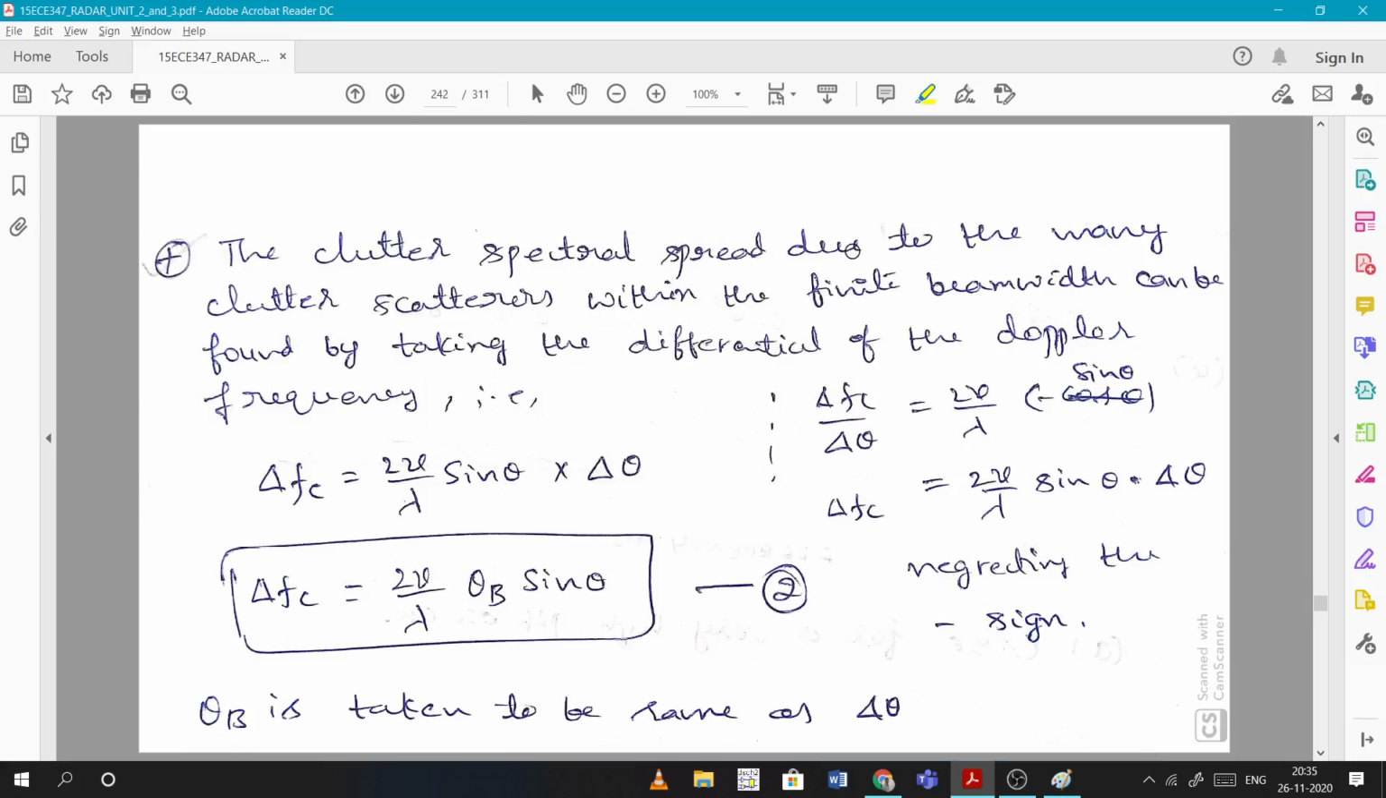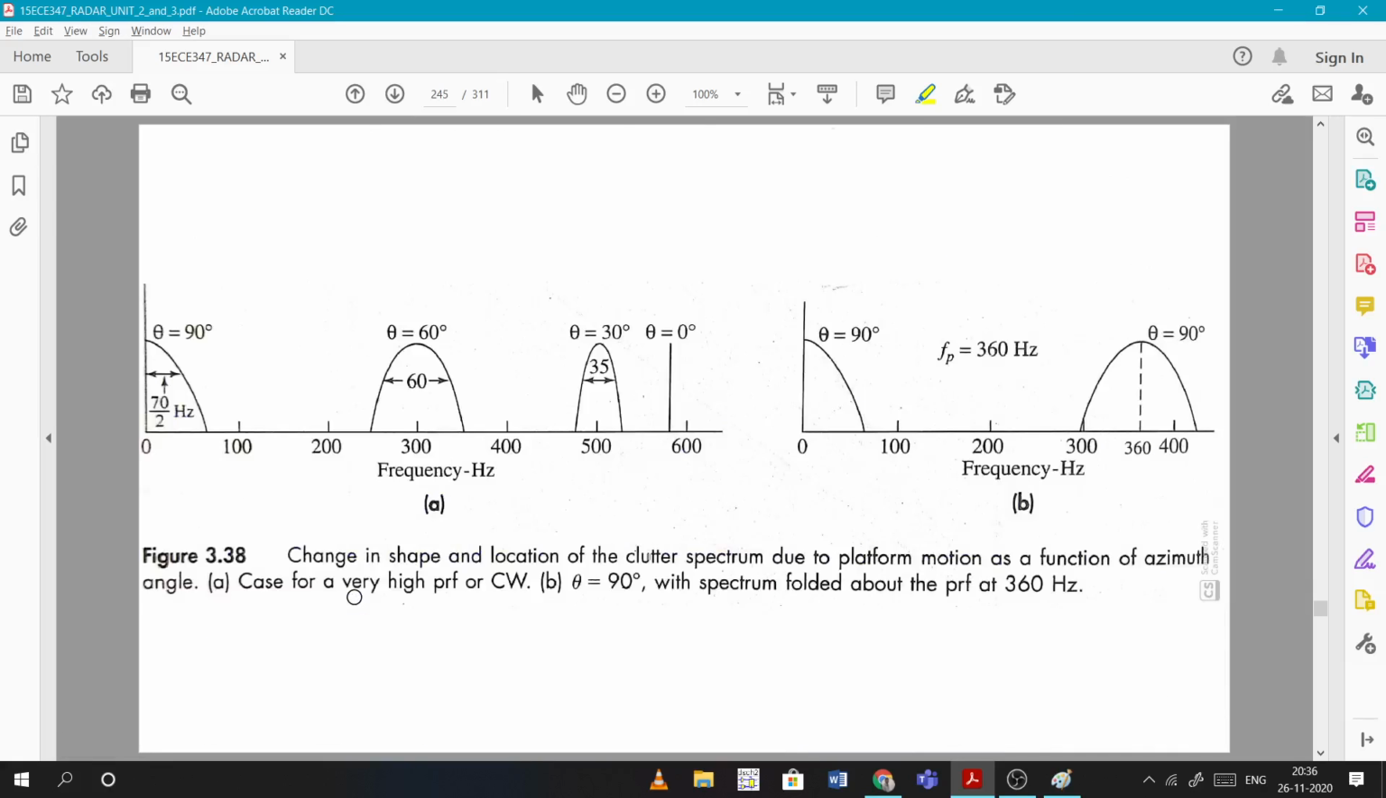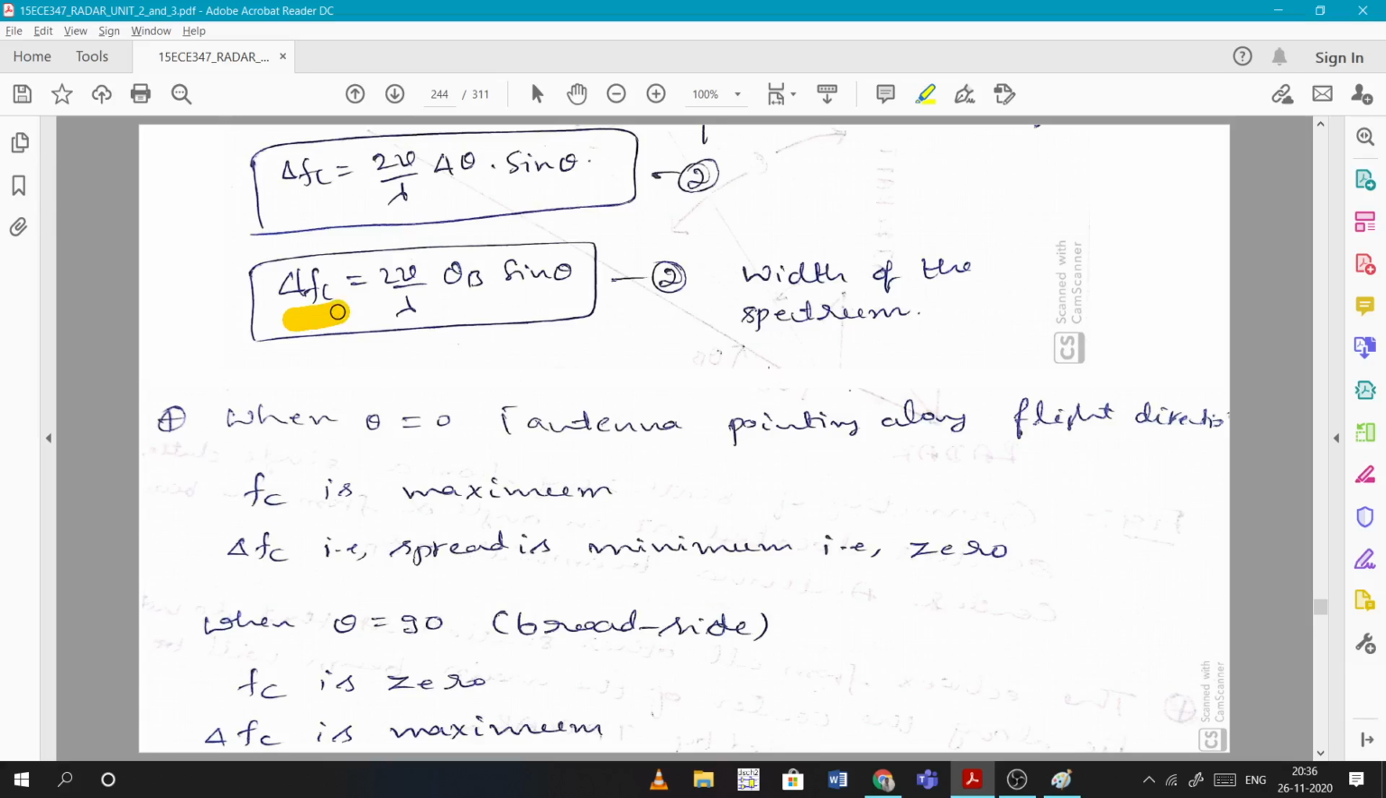So the clutter spread due to the many clutter scatterers within the finite beam width can be found by taking the differential of the Doppler frequency. So fc is equal to v by lambda times cos theta, right? We differentiate this fc with respect to theta. When you differentiate cos theta you get minus sin theta, and this minus will be neglected. So delta fc is equal to v by lambda times sin theta times delta theta, which is the beam width theta b. So delta fc is the width of the spectrum.